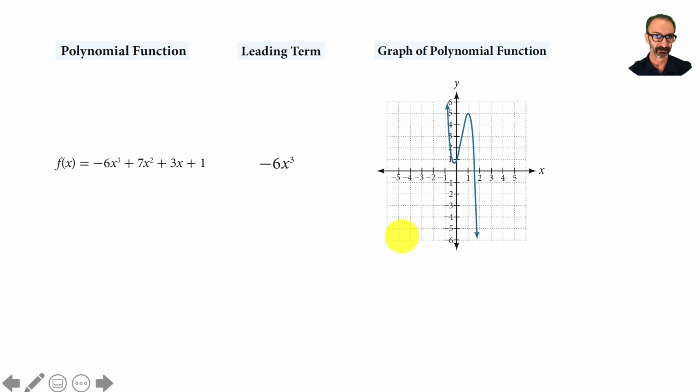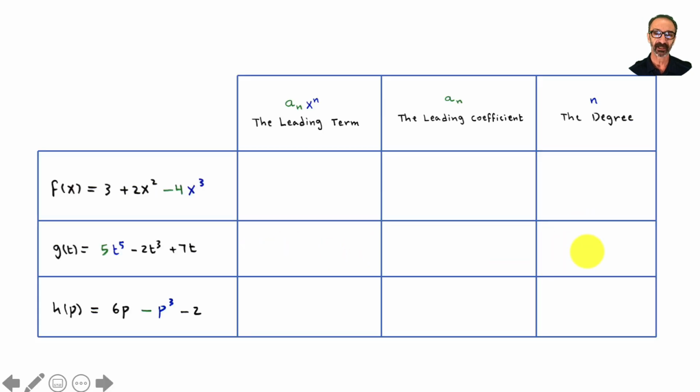Let's practice some more. The leading term, the degree, and the coefficient of the leading term. Here are some examples that I gathered for you. Polynomial, another polynomial, another polynomial. They don't always have to be f of x. They don't always have to be x. Could be t, could be p, could be anything. The leading term will go in the front, the leading coefficient will go here, and the degree will go here.